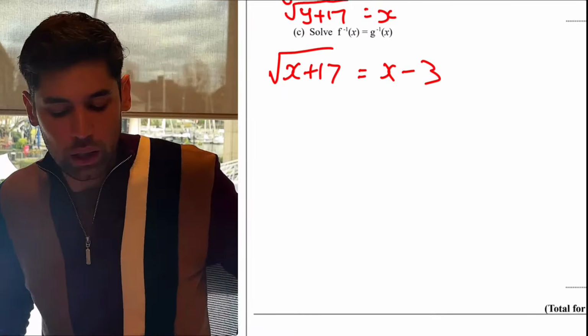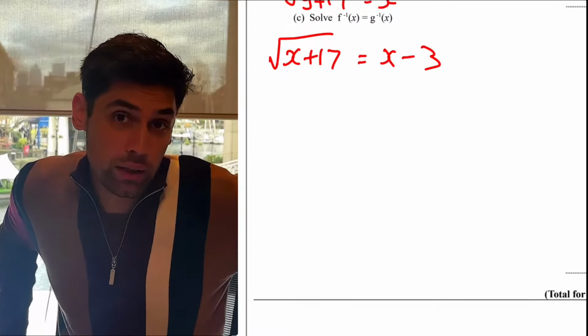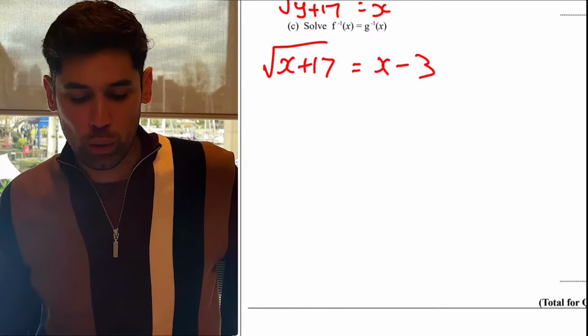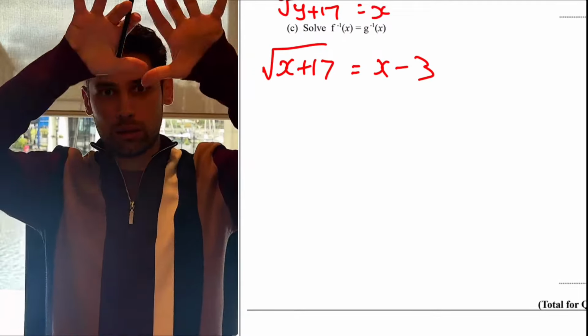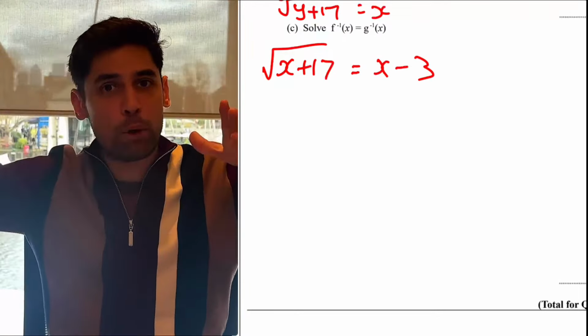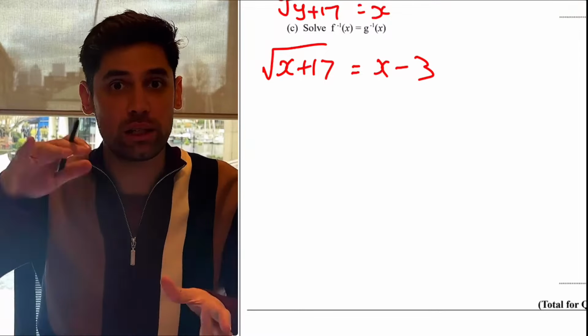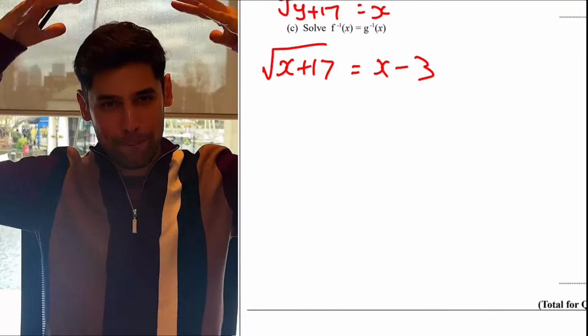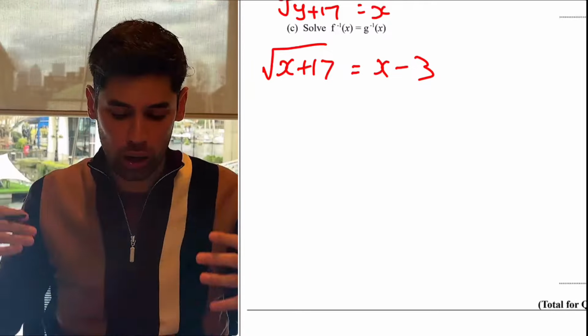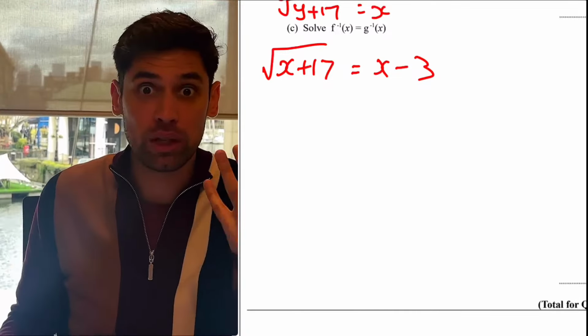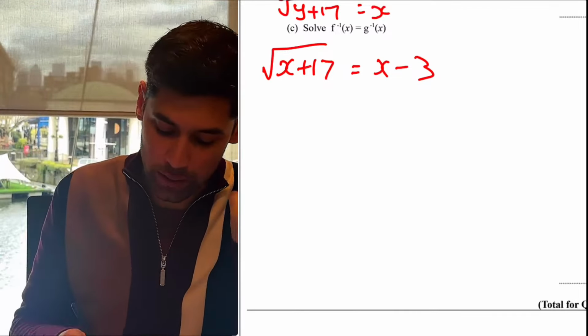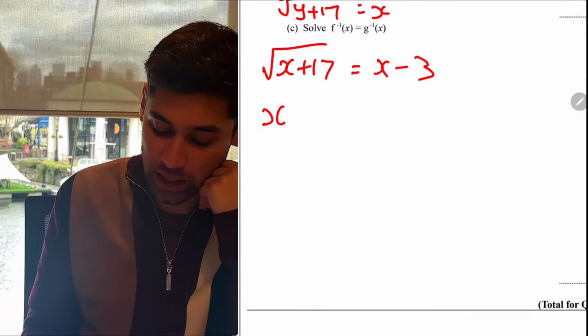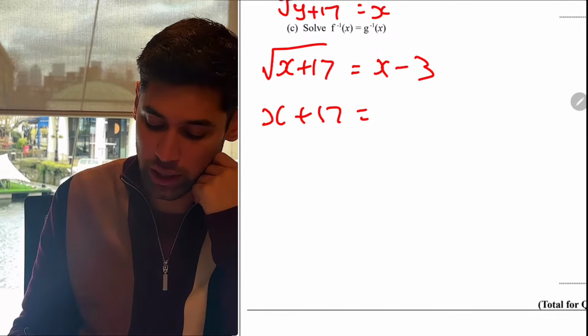First thing we want to do is get rid of the square root, because I look at a square root like an umbrella that's blocking any movement from this x or the 17 to move to the other side. So we need to get rid of that barrier, that roof over the sun, to be able to start moving stuff around. So we're going to square both sides.